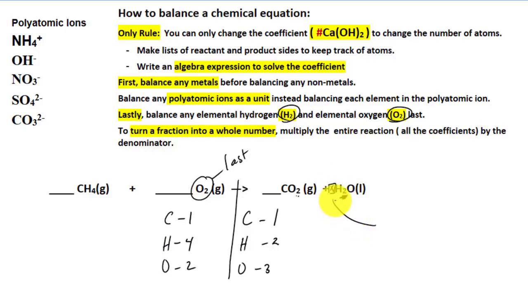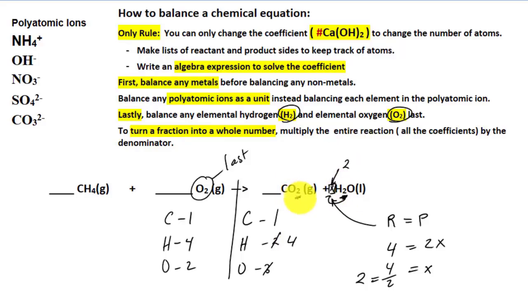So let's set up our algebra expression comparing the reactant side and the product side. So reactant equal to product. On the reactant side, I have 4 hydrogen here. And on the product side, I have the subscript of 2 times x. 2 times x. x is going to be what? 4 over 2. This gives us 2. So this right here must be 2. And if we have a coefficient 2 right there, the number of hydrogen now is 2 times 2 gives us 4. And for the oxygen, 2 times 1 gives us 2. But we also have 2 over here that gives us a total of 4 oxygen.